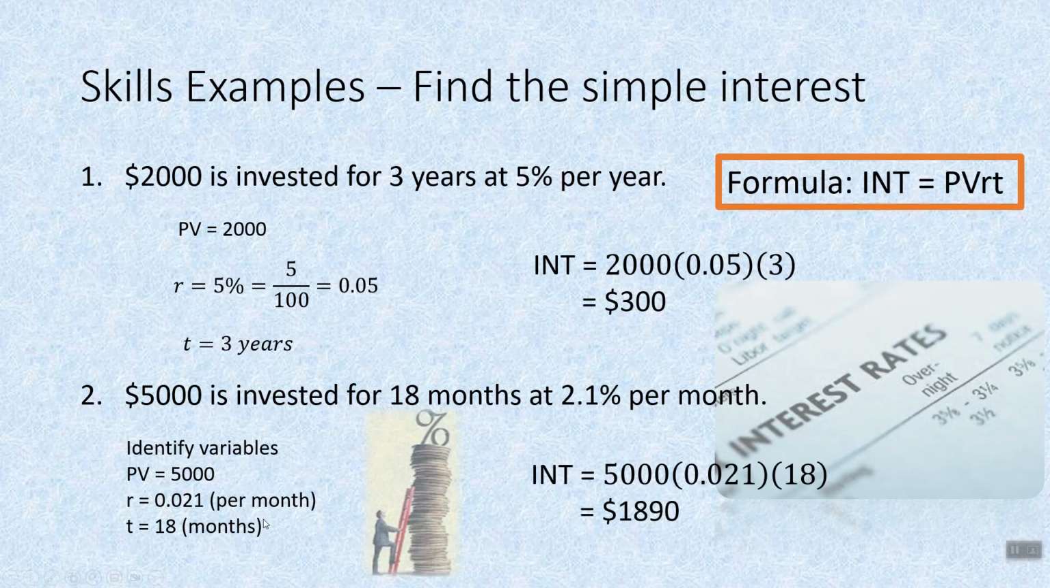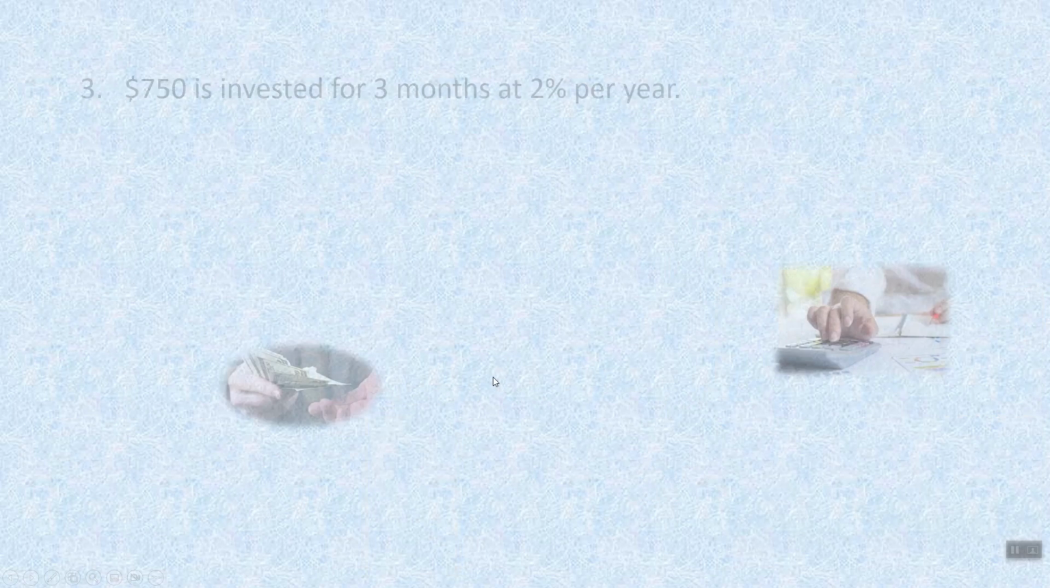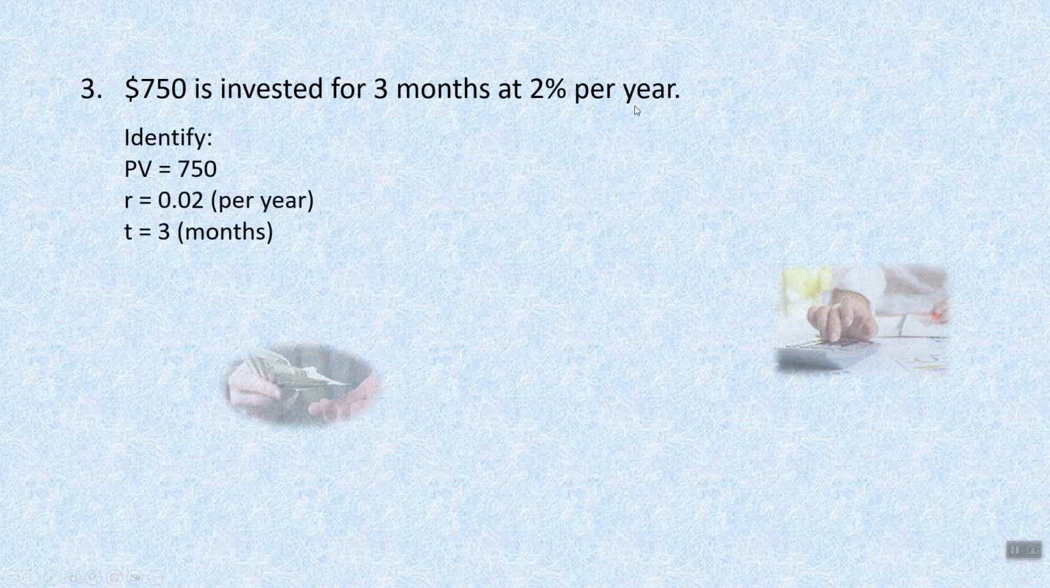But you're not always going to have a problem where these units match up. So let's look at one like this. $750 is invested for 3 months at 2% per year. So now the units don't match up. One's talking about months and one's talking about years. So let's identify our variables. PV is 750. Our interest rate is 2% or 0.02 per year, and T is 3 months.